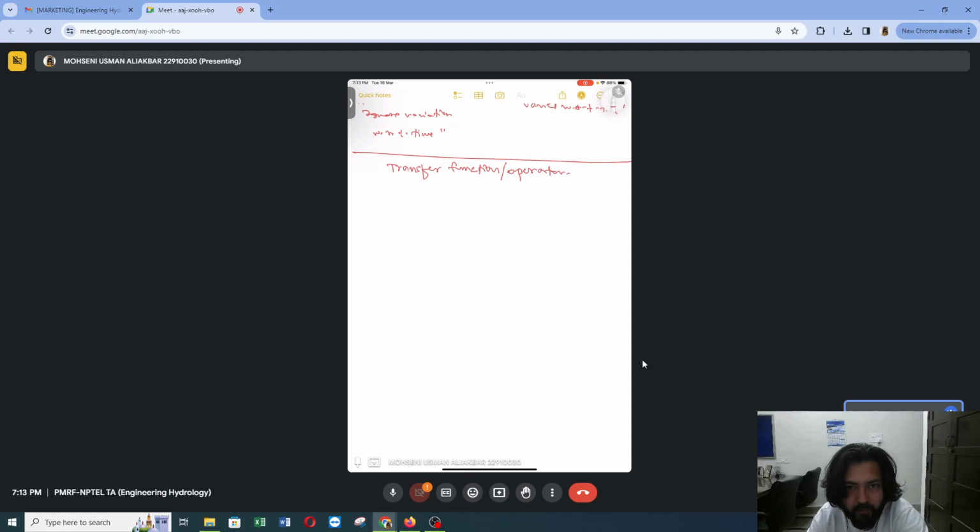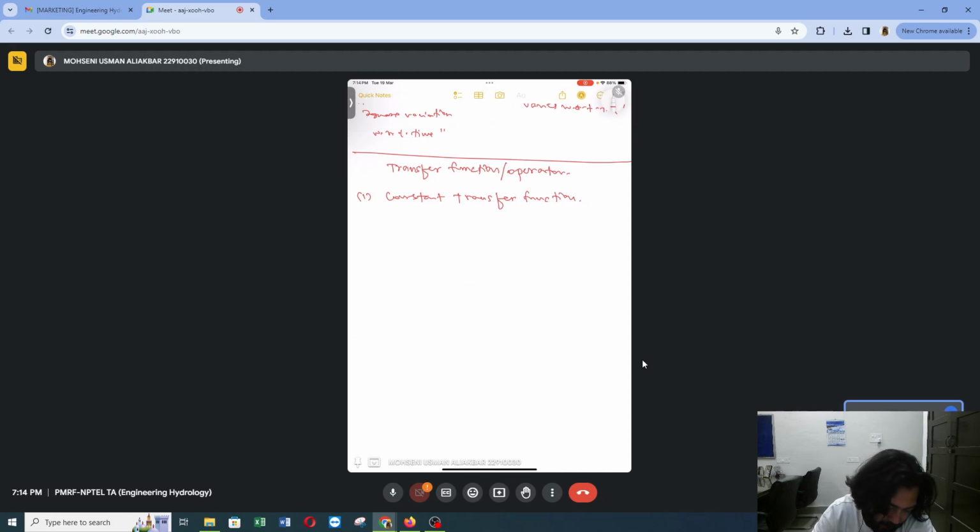Now this rainfall runoff process is based on a linear system, right? By linear system, we mean we should consider the linearity in the transfer function or operator. So let us say we are considering this transfer function as constant. What does constant transfer function mean? By constant transfer function, we mean that there is some relation between input and output of the data, right?